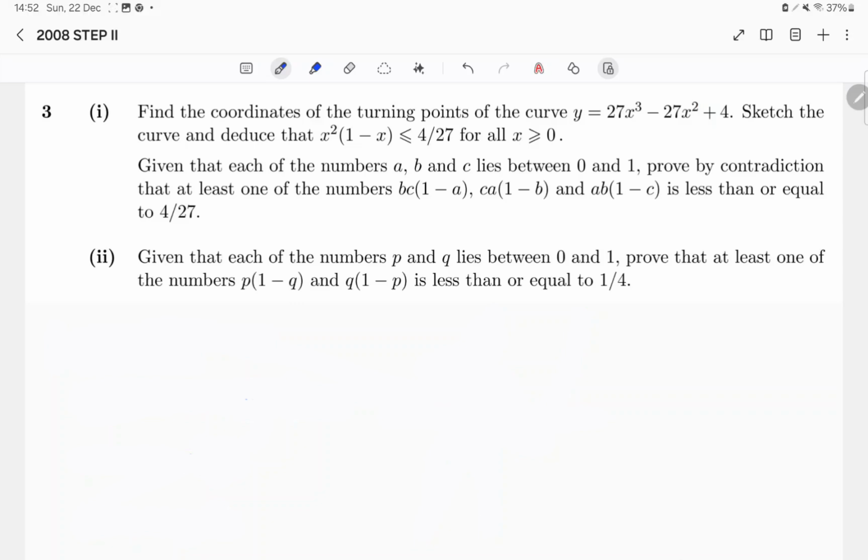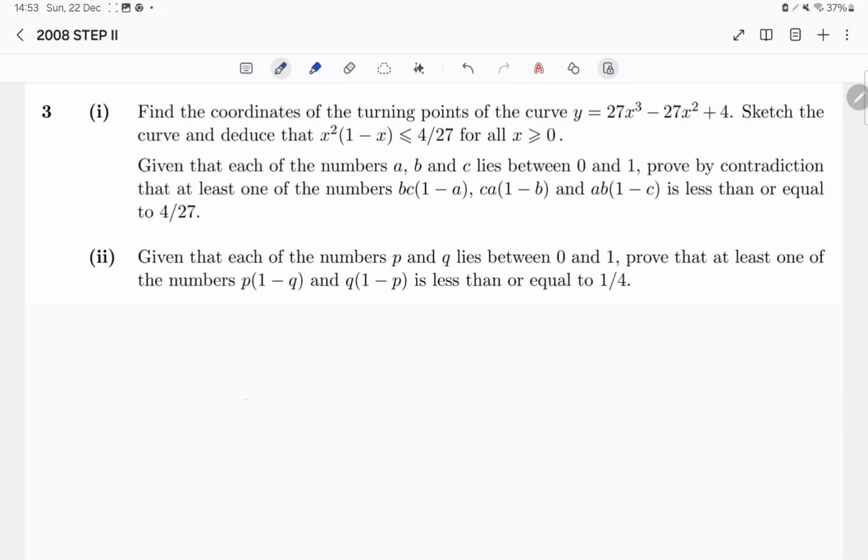Part 2. Given that each of the numbers p and q lies between 0 and 1, prove that at least one of the numbers p, 1 minus q, and q, 1 minus p, is less than or equal to 1 over 4.